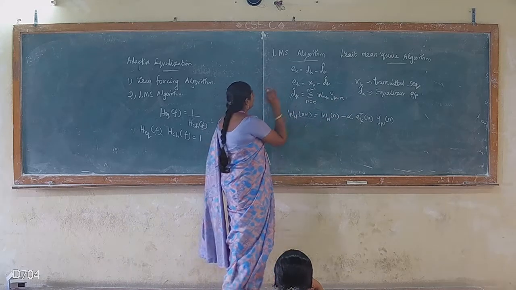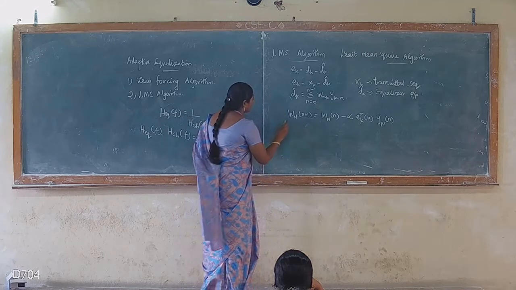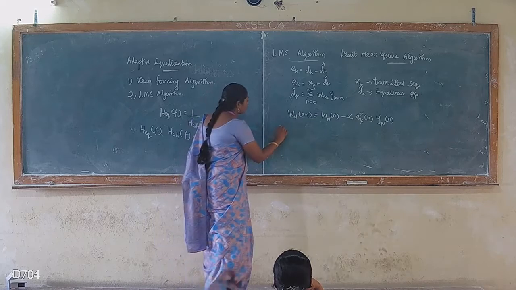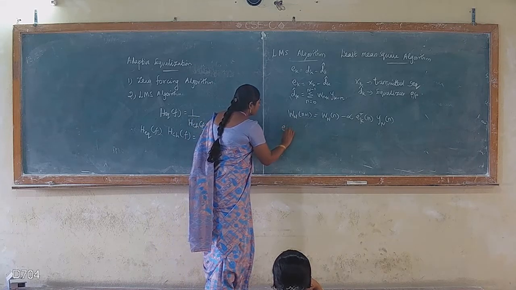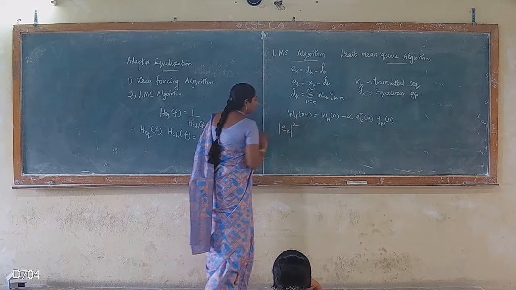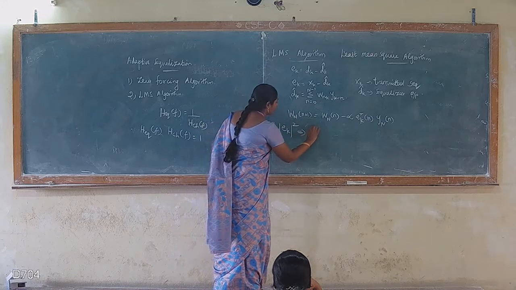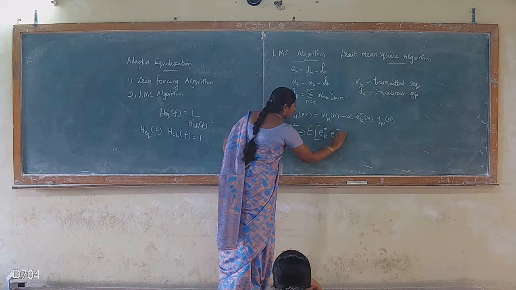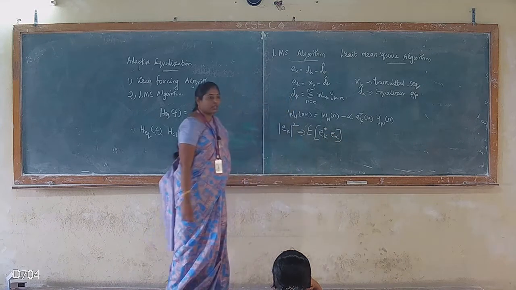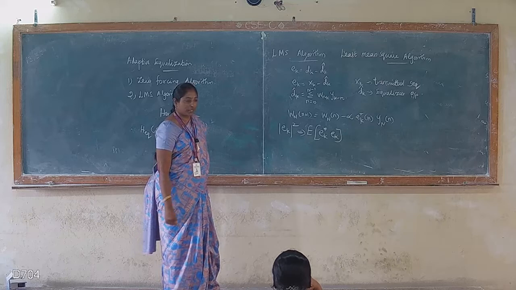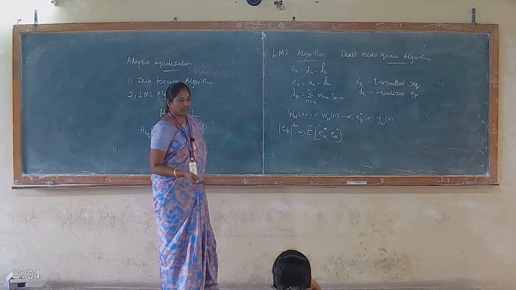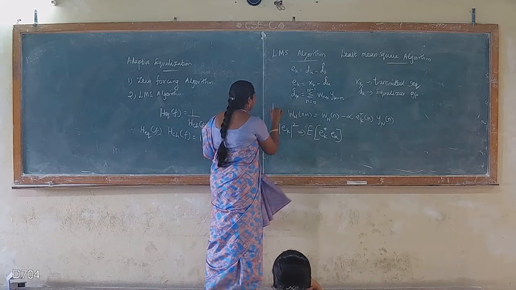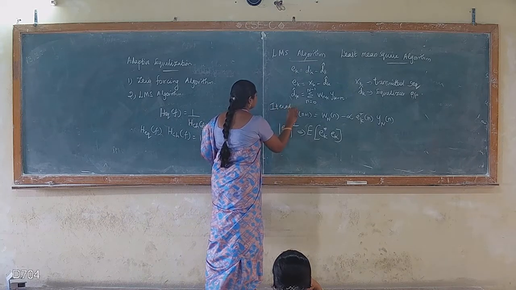So what is the role of the LMS algorithm? It minimizes the mean square error. How do you calculate the mean square error? The mean square error E_k squared is equal to the expected value of E_k conjugate times E_k. So we are going to reduce the mean square error by varying the filter coefficients. For that we are using the iterative LMS algorithm.